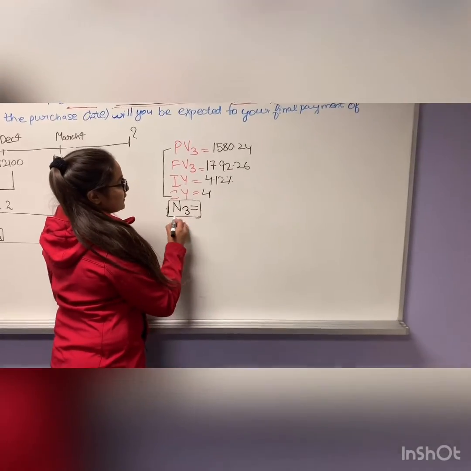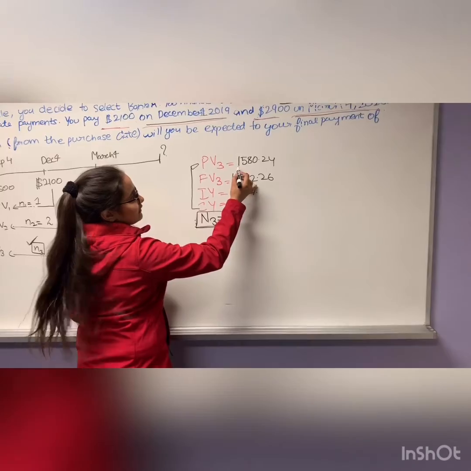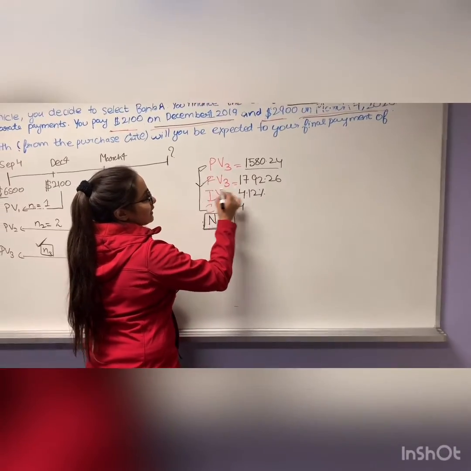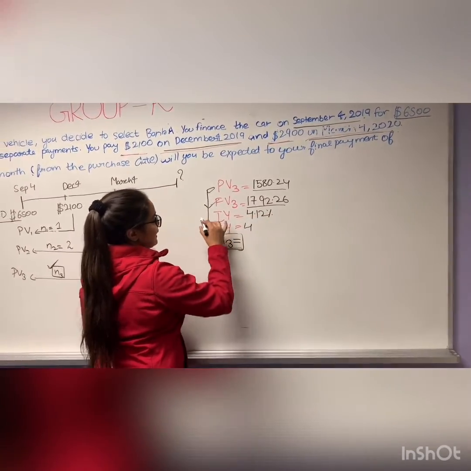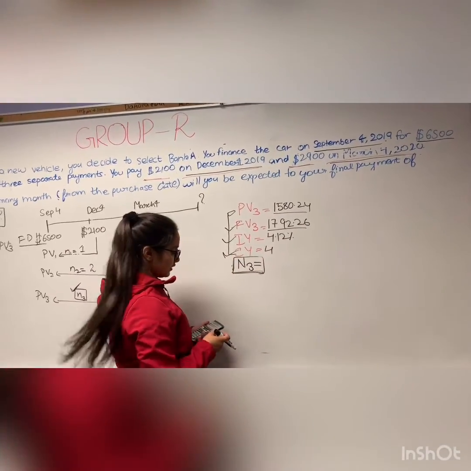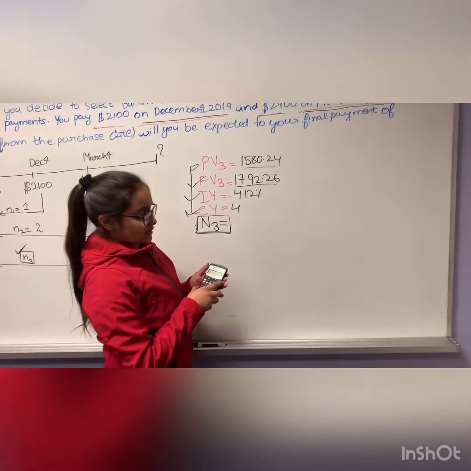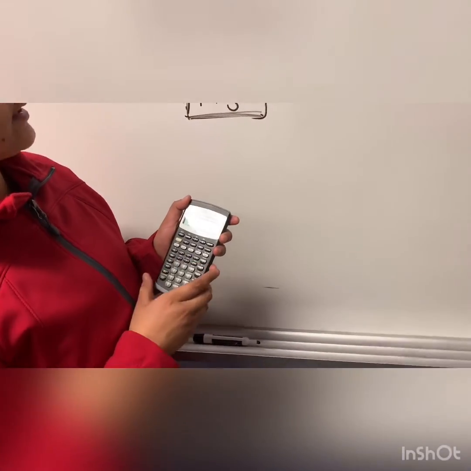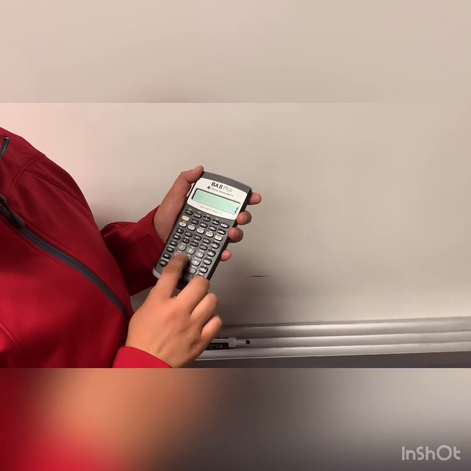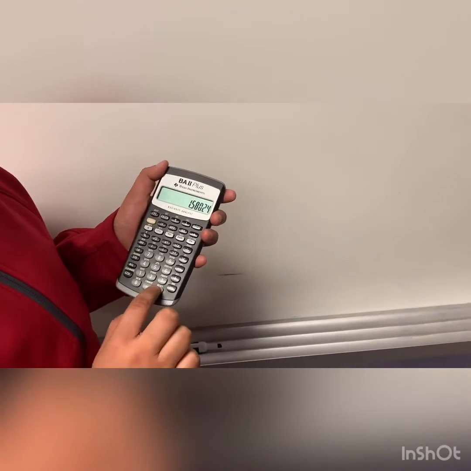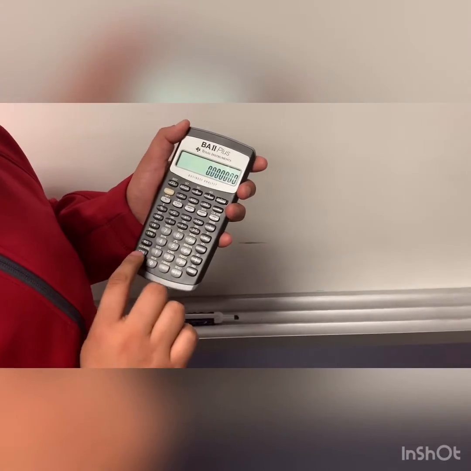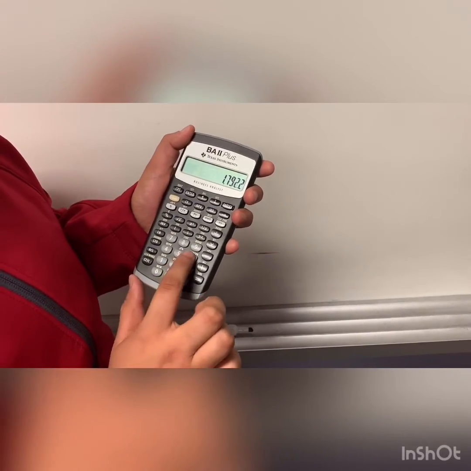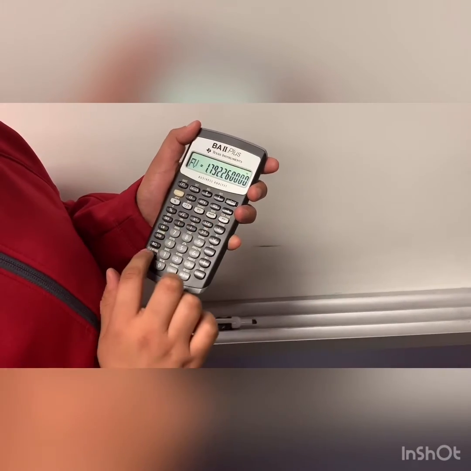So now we need to find N3, as we have PV3, that we have already solved, it's 1580.24, and our FV3 is 1792.26, and IY we have 4.12, and CY we have 4. So now I'm using my calculator again to solve N3. So firstly I turn it on, and after that I am recording all the things in my calculator. So firstly I am recording PV. So PV is 1580.24. It should be negative. So it's PV, clear. So now I'm putting FV. It's 1792.26. So it's our FV. Need to clear after that.